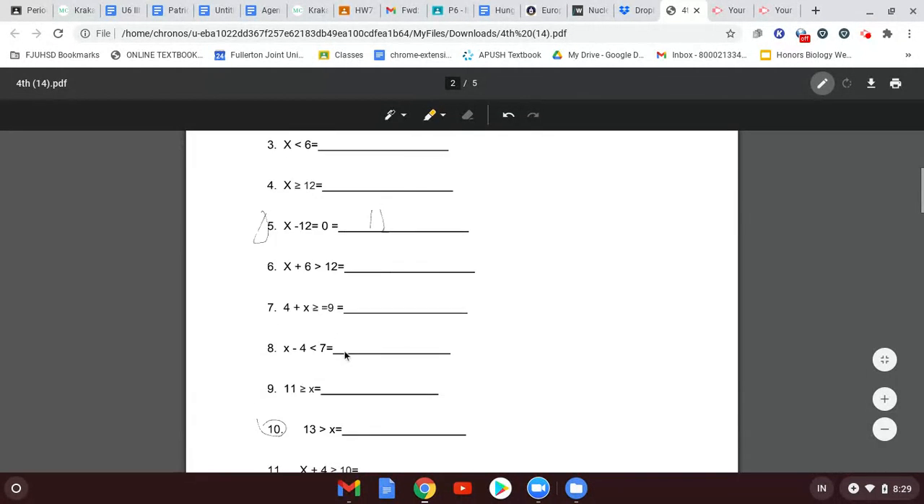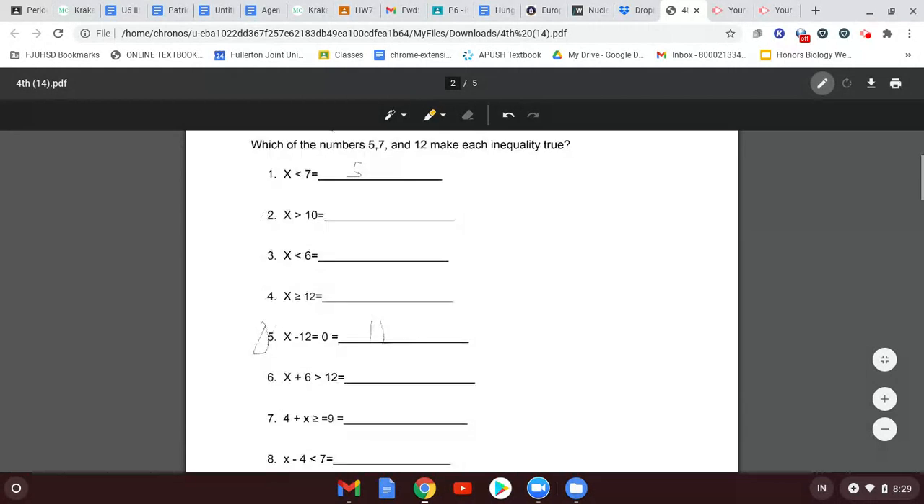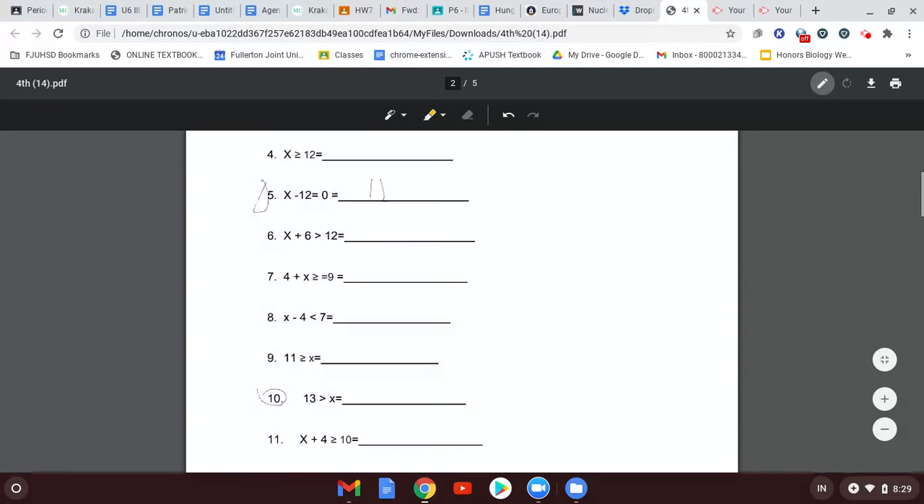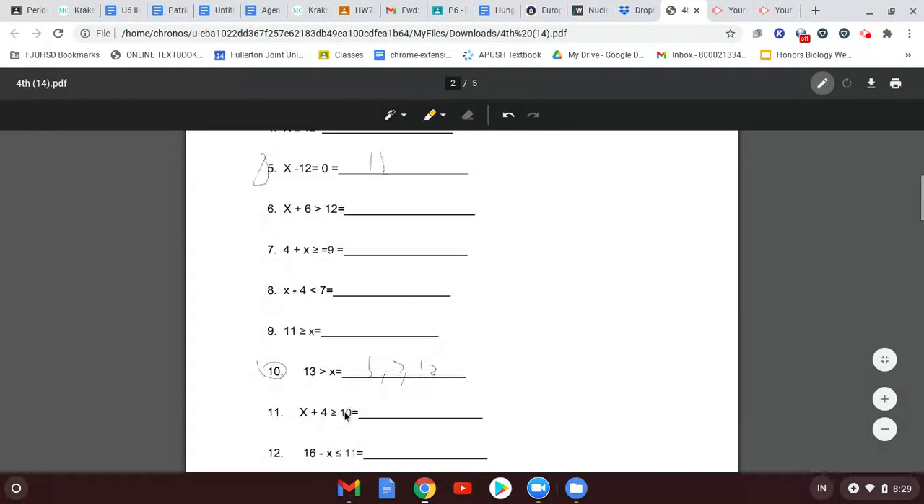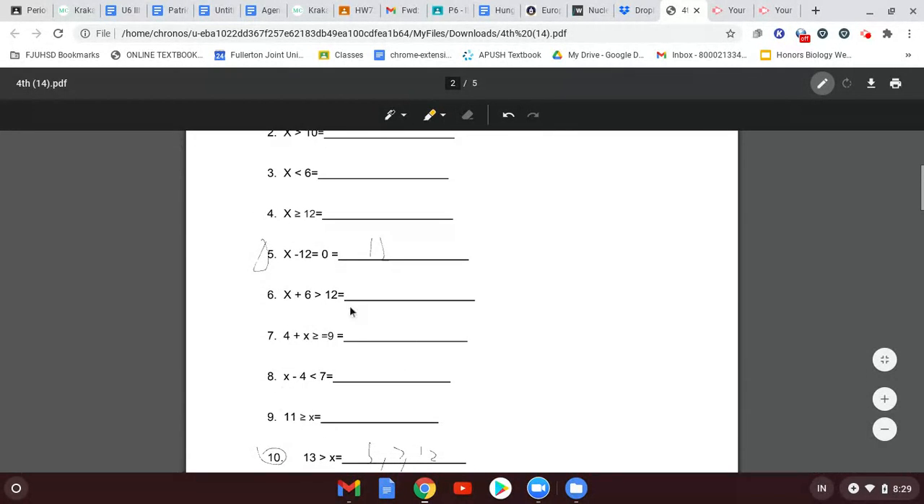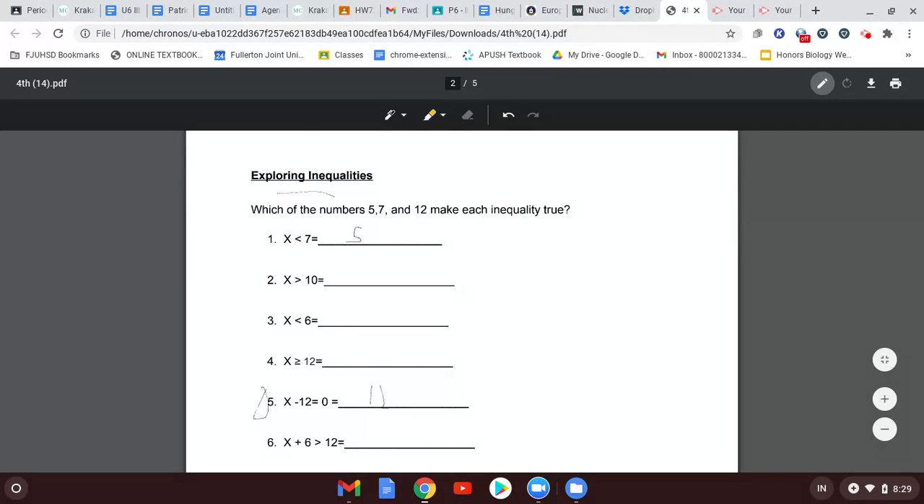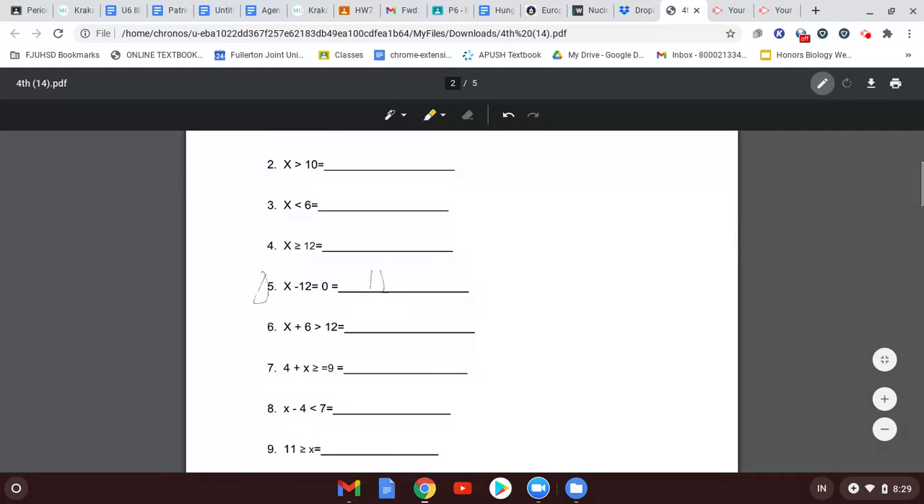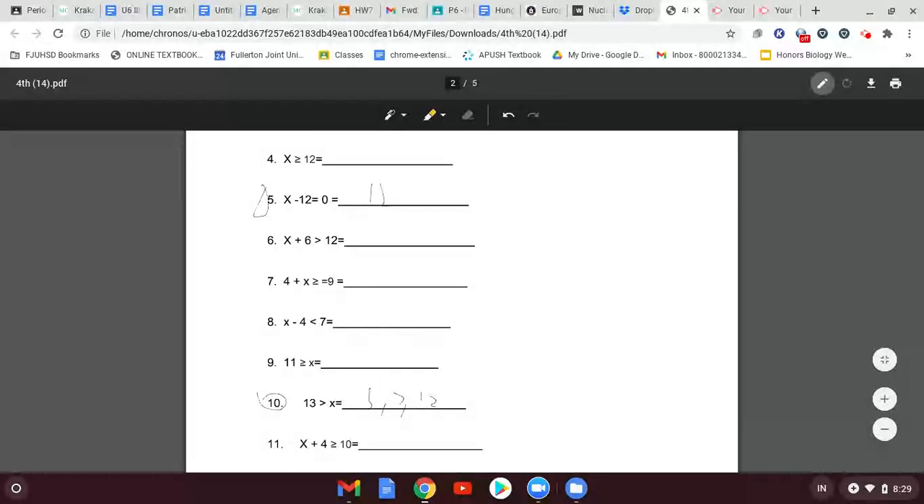Okay? Let's try doing number 10. 13 is bigger than x. Which of these three numbers, 5, 7, or 12, make this inequality true? So basically, which of those three numbers are smaller than 13? The answer is all of them: 5, 7, and 12. All three of those numbers are smaller than 13. Therefore, the answer is all three. There are multiple answers for these. It could be 5 and 7, it could be 5 and 12, it could be 7 and 12, depending on the inequality. So just make sure to keep that in mind.